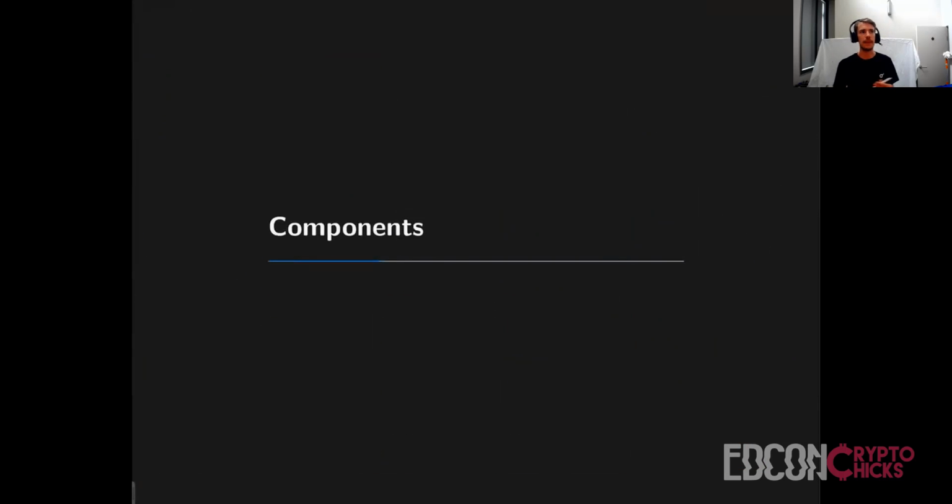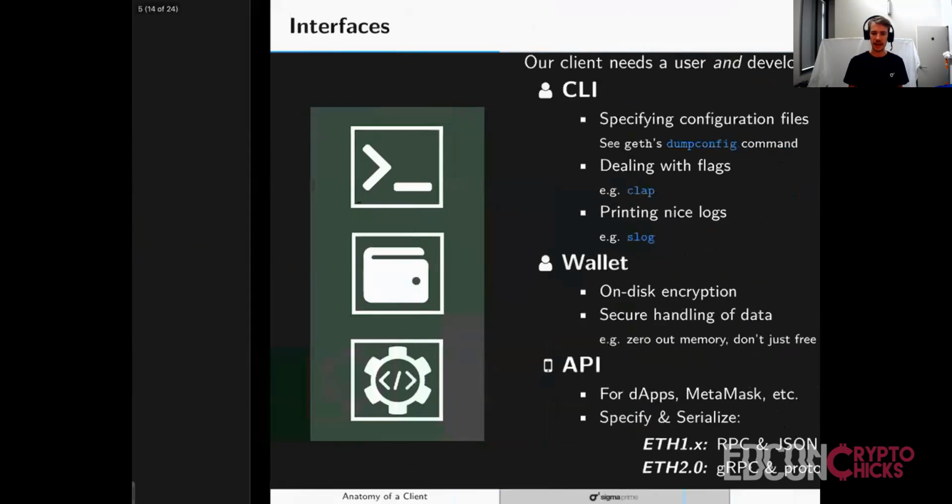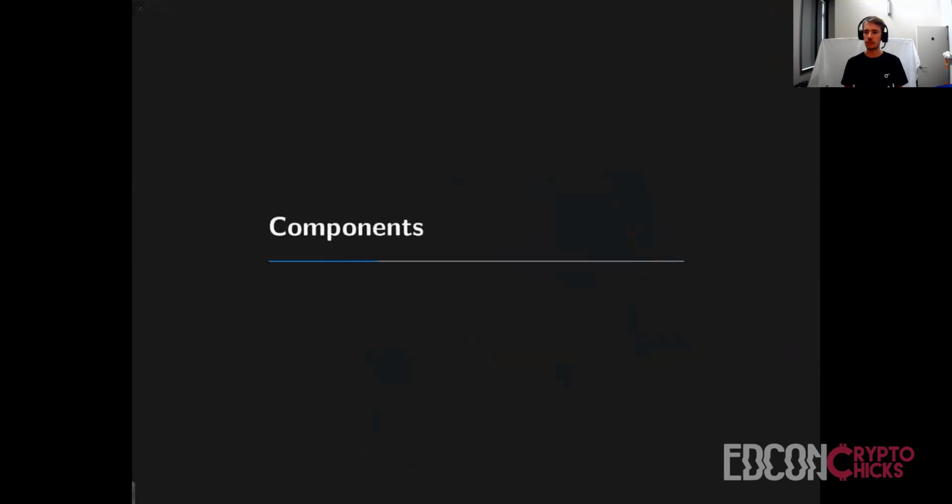Okay, I'm going to start now by drilling down into each of these components. I also just want to mention, I think I put it at the end of these slides, there's a really good talk from DevCon 3 in Mexico that's quite similar to this, and it talks about the anatomy of a client. It's a couple of years old, and it's talking mostly about Ethereum 1.0, but that was also a really good talk that I modeled some of this talk off.